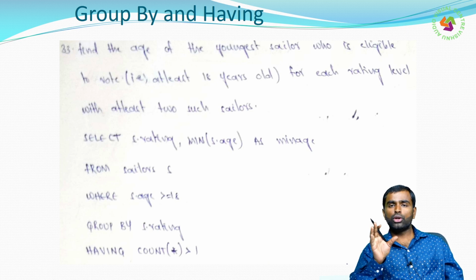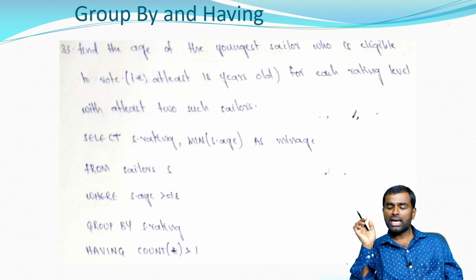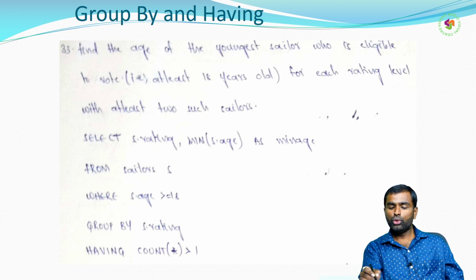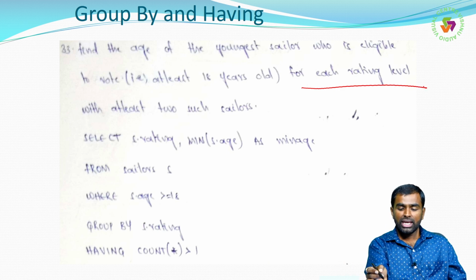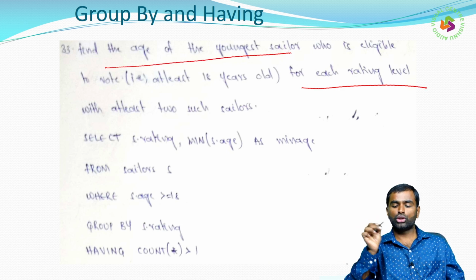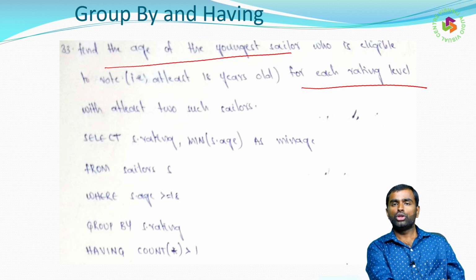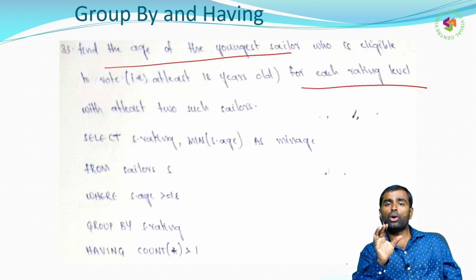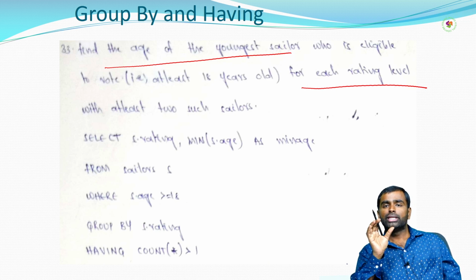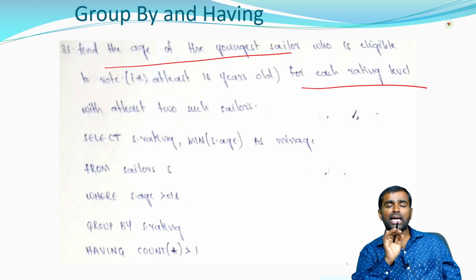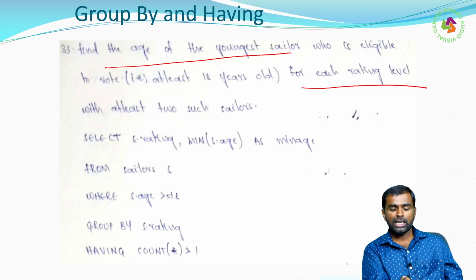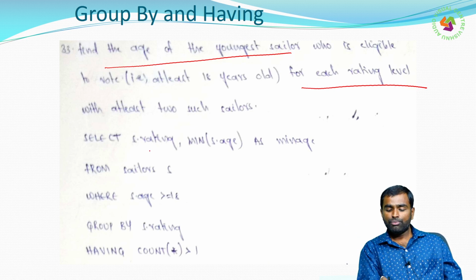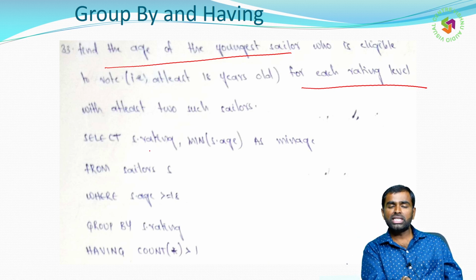In the find portion of the question, what is asked, those you need to select. Find the age of a sailor who is eligible to vote for each rating. You need to find, for each rating, the age of the youngest sailor. These two you need to find out. Those which you need to find out in the question, you have to give in the select portion. That is, in the select portion you have to find the minimum age for each rating.